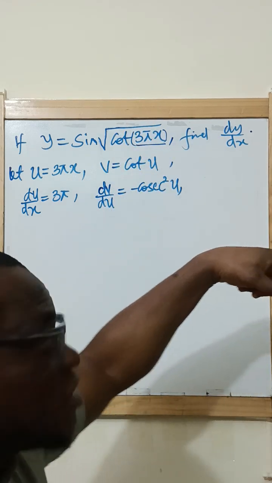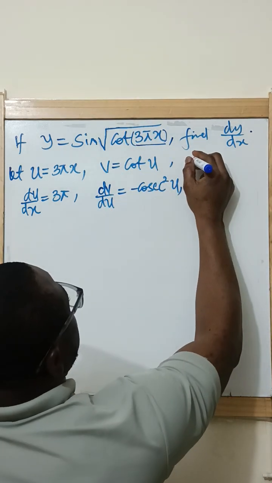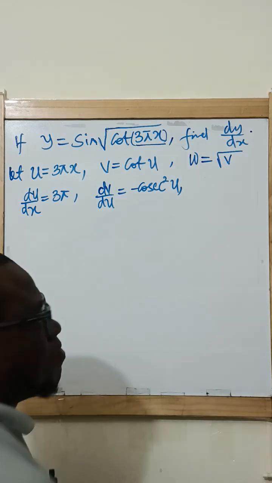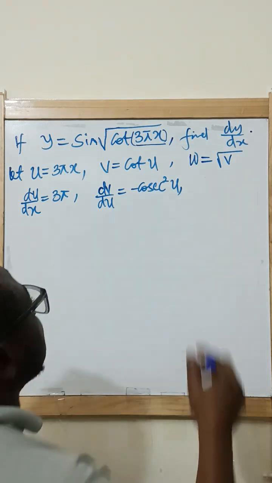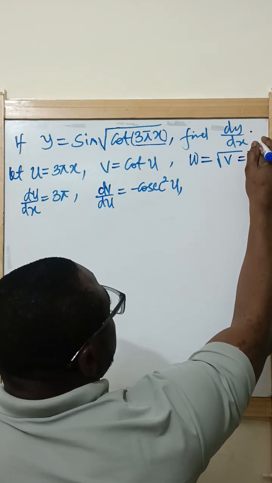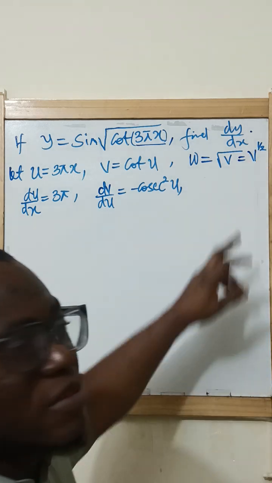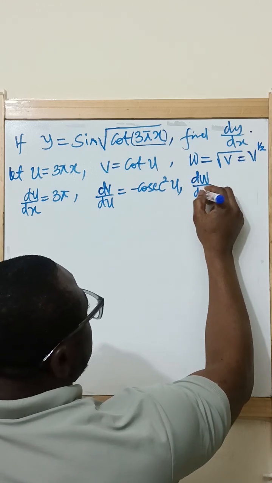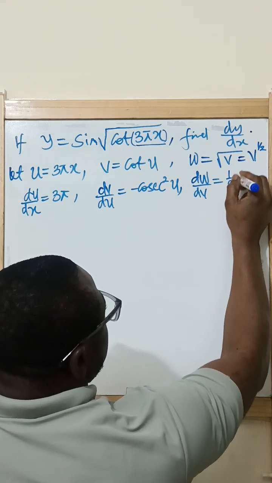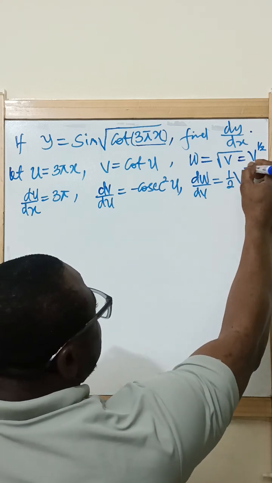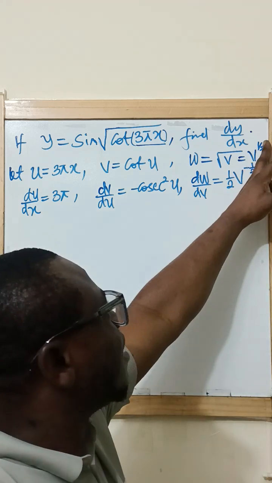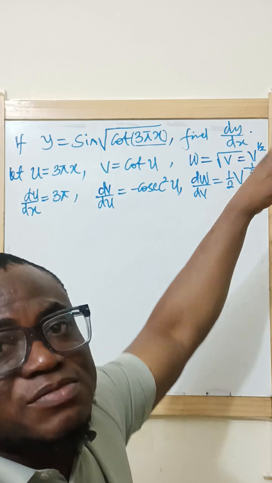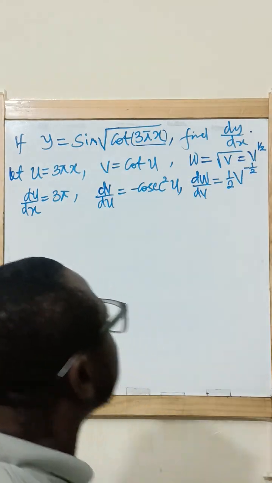Now this is a square root. This is the third function there, so let's say w. Let w equal the square root of v. Of course this is v raised to power 1/2. Differentiating, dw/dv is going to be 1/2 v raised to power minus half. That is, you remove 1 from half; half minus 1 is minus half. So that's what we have there.